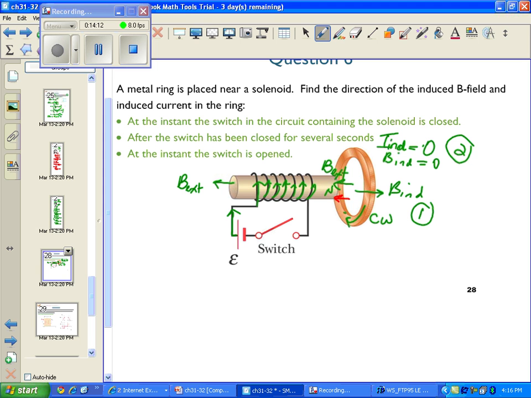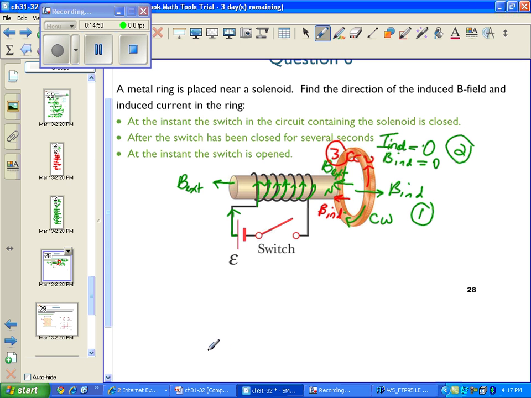When the ring sees that, it tries to produce its own induced field to prevent the weakening of the external magnetic field. So it lines up with the external magnetic field. And of course that then, using the right-hand rule from chapter 30, we see that we end up with a current which, if we're facing the ring, will appear to be counterclockwise. So this is the case in number 3 when the switch is first opened.